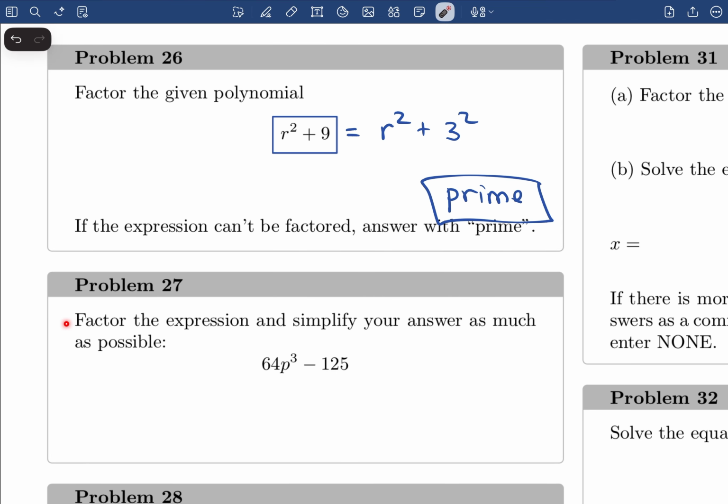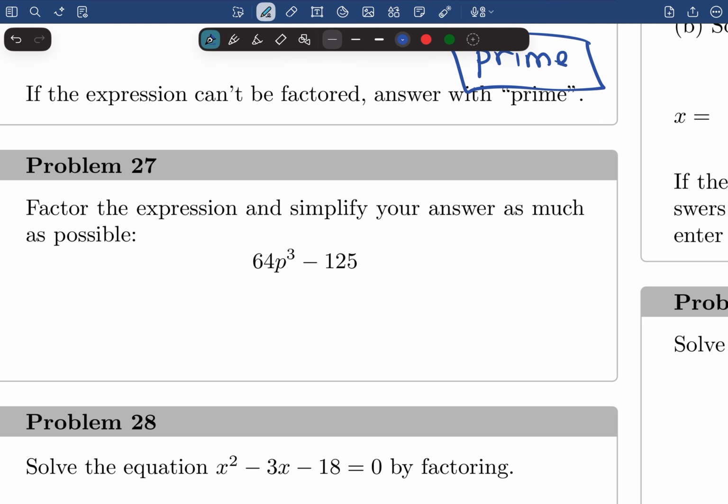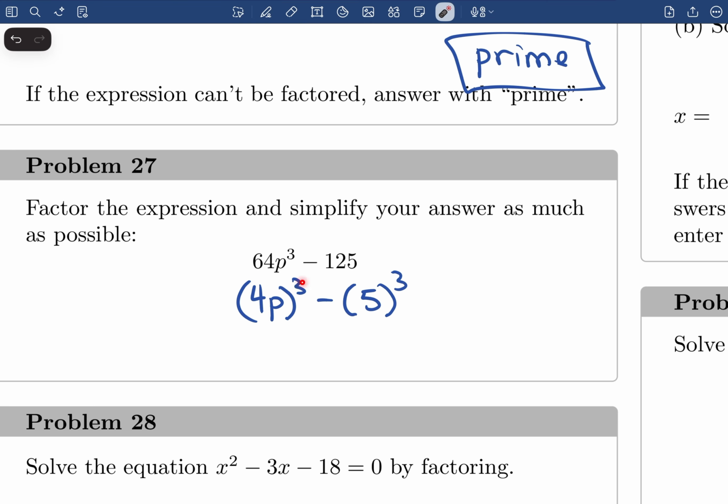And so now we move on to problem 27. Factor the expression and simplify your answer as much as possible. And I see 64p cubed minus 125. And you would think that these numbers are random, right? 64 and 125, definitely not random because those are perfect cubes. All right? So let me make it really clear for you. This is 4p cubed minus 5 cubed, right? So 64 is 4 cubed.